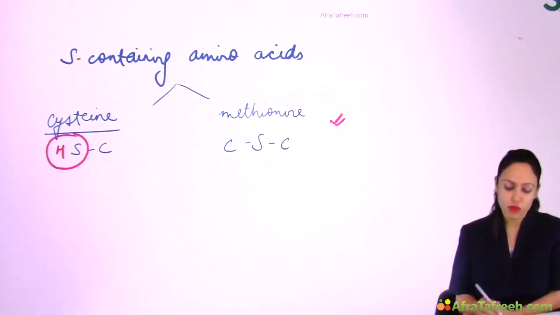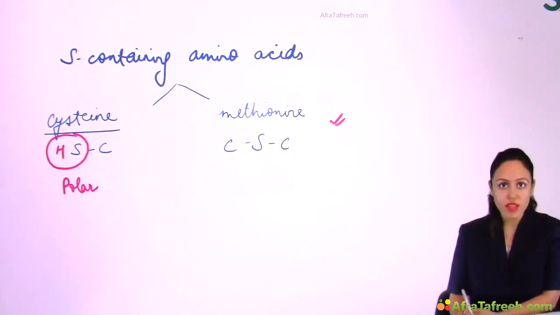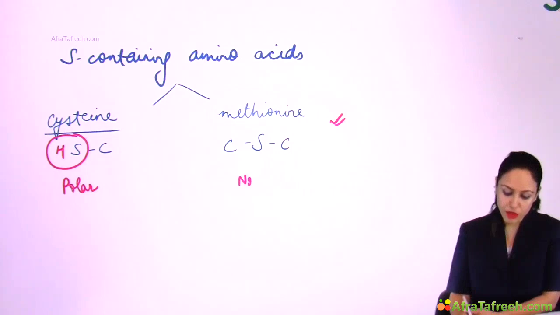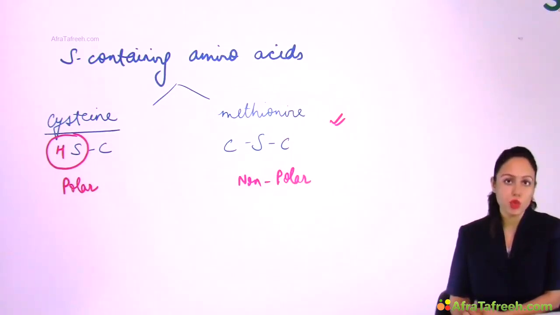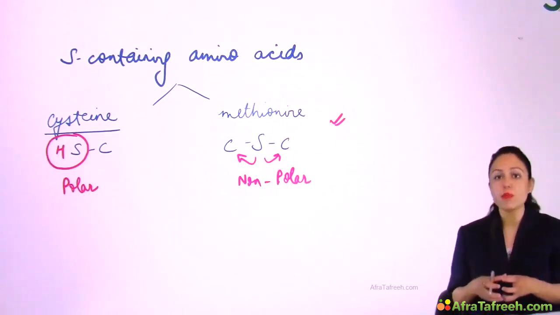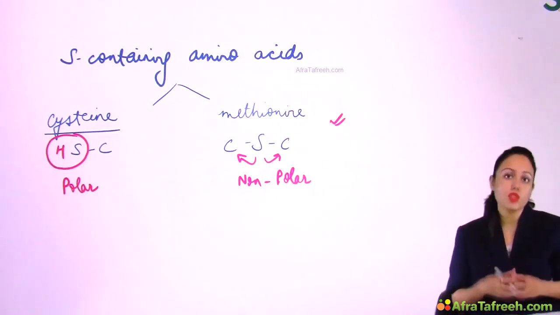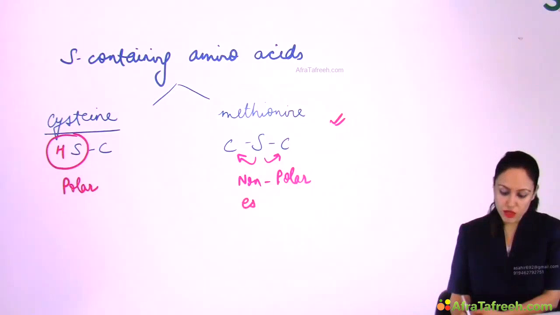Because of this sulfhydryl group, cysteine is polar, but methionine is not having any sulfhydryl group. That's why methionine is non-polar. And in case of methionine, the sulfur is attached to two carbons, which is a very strong bond, very difficult to be made in body. That's why we cannot make methionine in body. So I will say methionine is essential. We have to take it in diet.